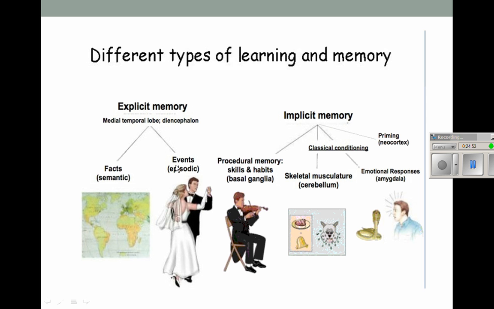All right, so again, for explicit memory, the temporal lobe and the hippocampus are here. You can recall facts, that's your semantic memory, and events, your episodic memory. Whereas implicit memories are things like procedural memory, classical conditioning, emotional responses, stuff like that, muscle movements.